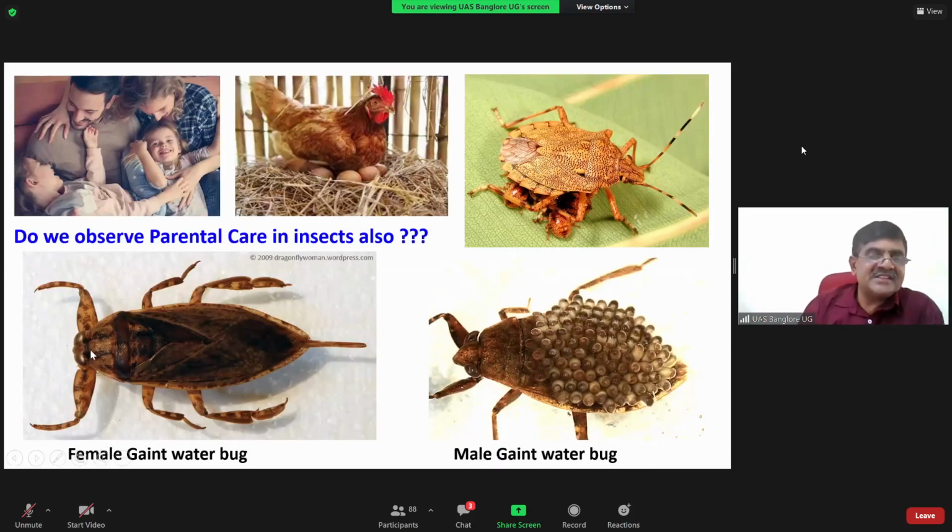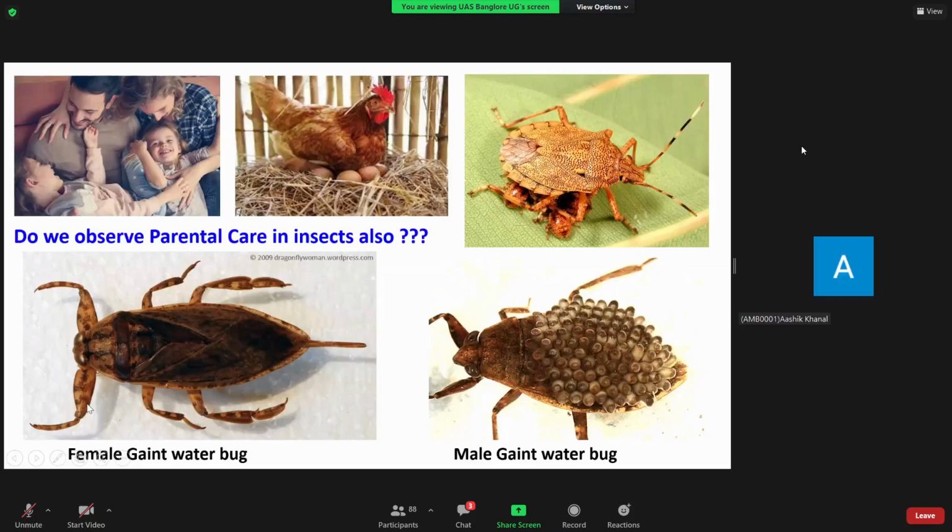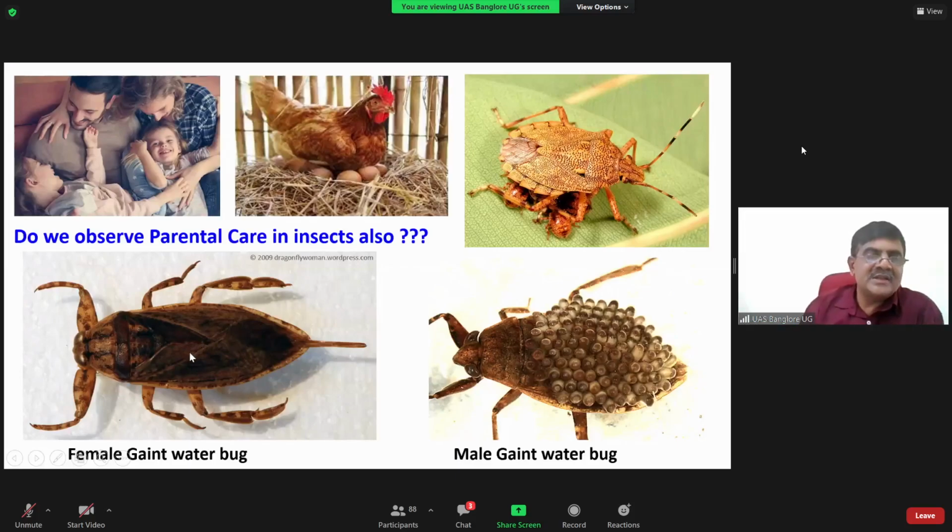And here, this is a giant water bug, a female giant water bug. What the female will do is lay its eggs on the back of the male. The male will take care of the eggs till they hatch out. In this way, insects also show parental care to their young ones or the eggs, like the birds or the human beings.